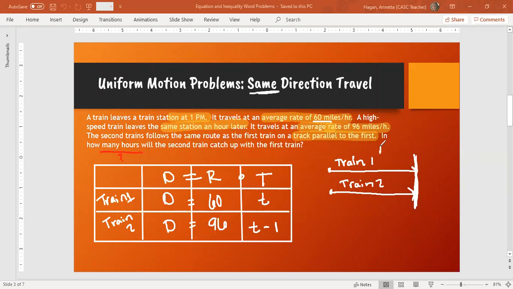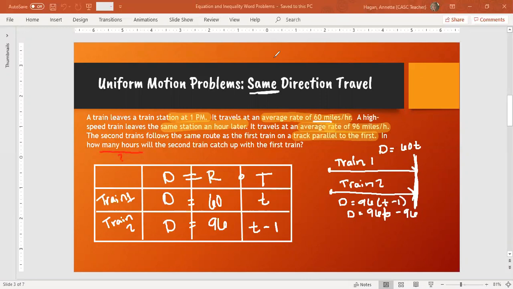So what we're going to do is write two equations here. For train one, we have the equation distance equals 60t. And for train two, I have distance equals 96 times (t minus 1). We're going to go ahead and distribute that and get 96t minus 96, okay? Now, you're like, how do I solve this? There's two variables here. Oh God, it's a literal equation. It's not a literal equation actually, okay?